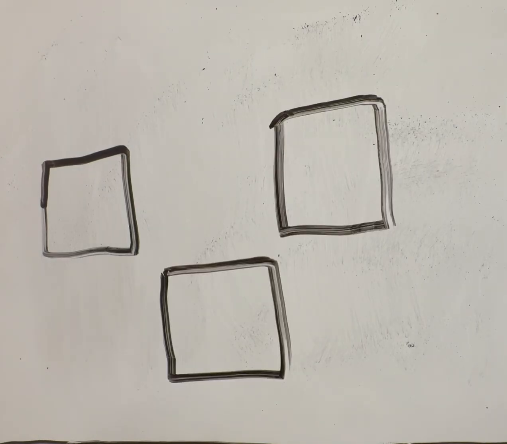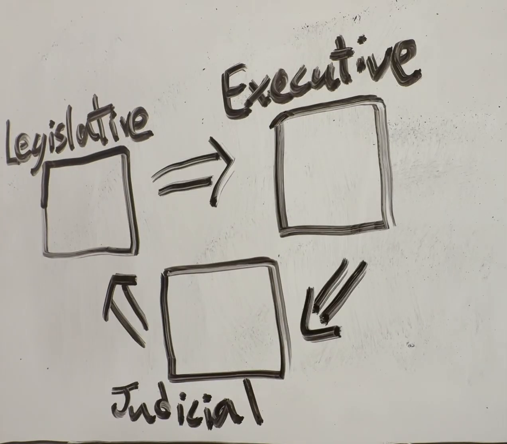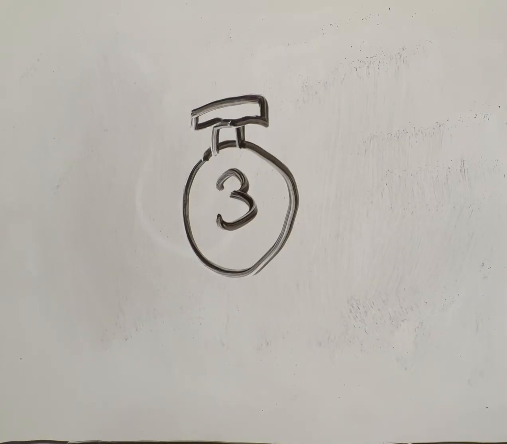Separation of powers. Government power is divided into three branches: legislative, executive, and judicial. Checks and balances. Each branch can limit the other. This system of checks and balances prevents abuse of power.